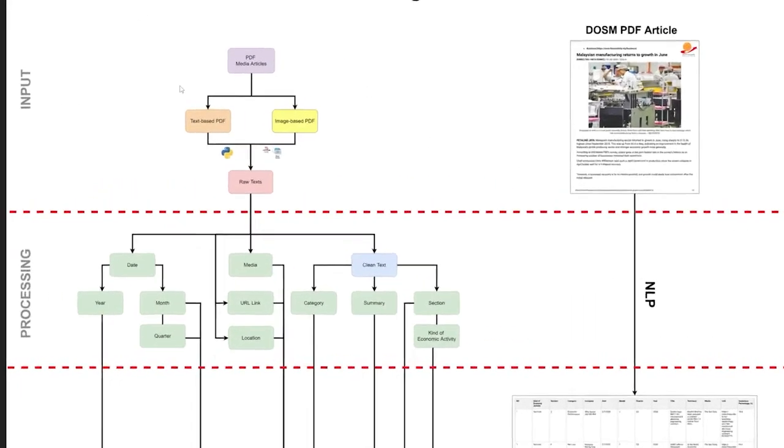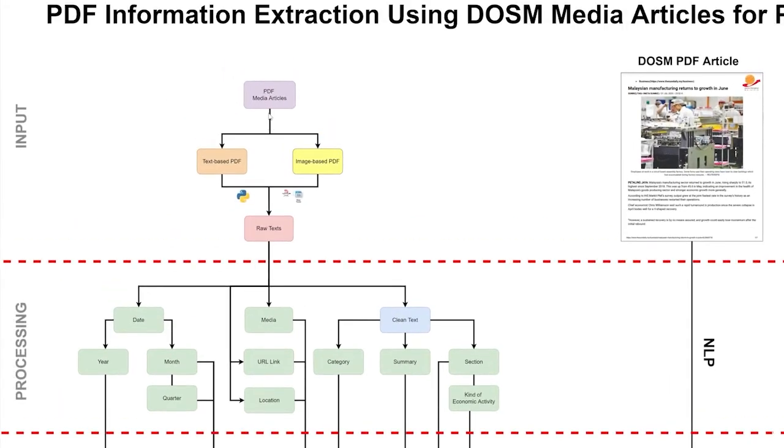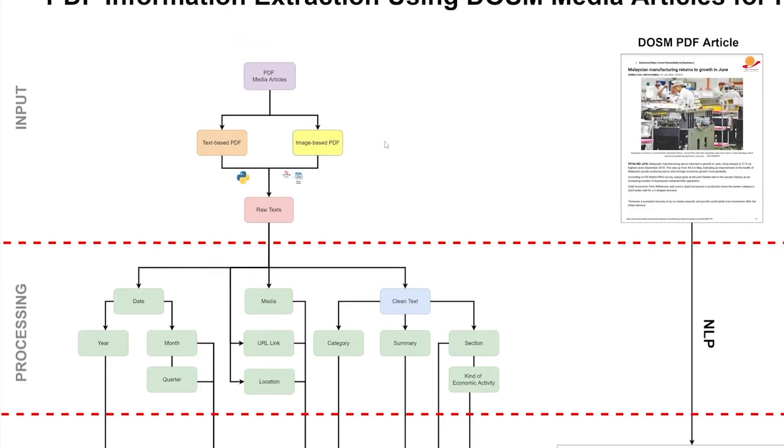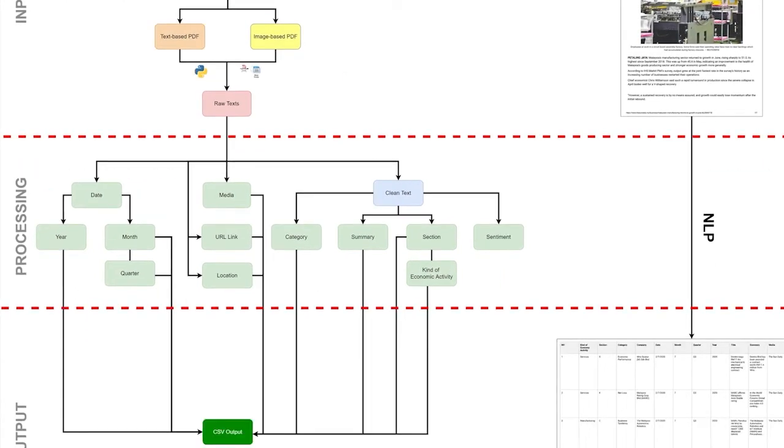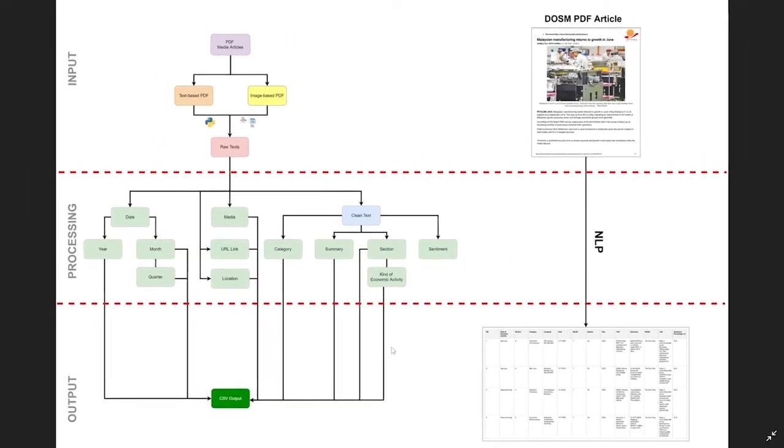Going into the details, let's start with the input. We have the media articles. Our algorithm will detect whether it's a text-based PDF or an image-based PDF. After that, we process those documents into raw text, and from the raw text we are able to extract information such as URL link, location, media information, and date, and from the date we extract month, quarter, and year. Upon cleaning the text, we can extract the category, summarize the whole article, detect which section and kind of economic activity the article belongs to, and finally detect the sentiment of the article.